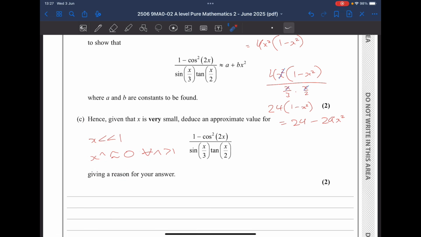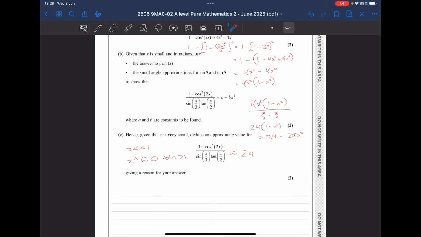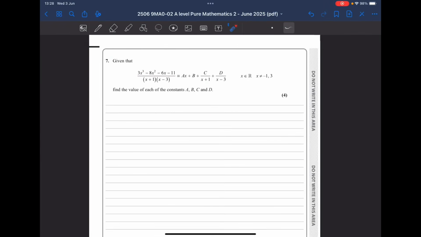Do you know what I mean? If I have something that's 1 over 1,000 and I square it, I've got 1 over 1,000,000. Is that making a difference? A little bit, but not really at the end of the day. So we've got an approximate value. X squared is going to be 0. So this thing should be just roughly 24. And it basically means that if we could plug in 0, we can't do, but if we could plug in 0, we would get 24. That all looks good to me. Let's keep going to number 7.